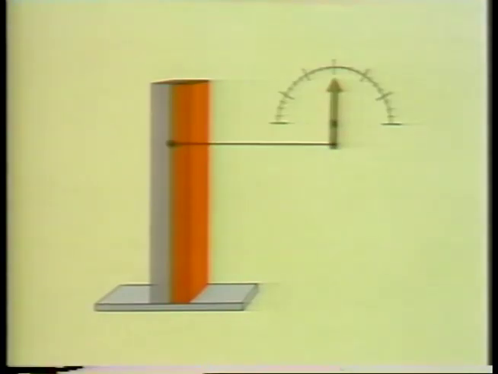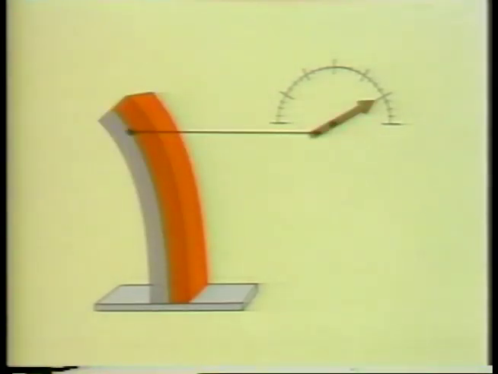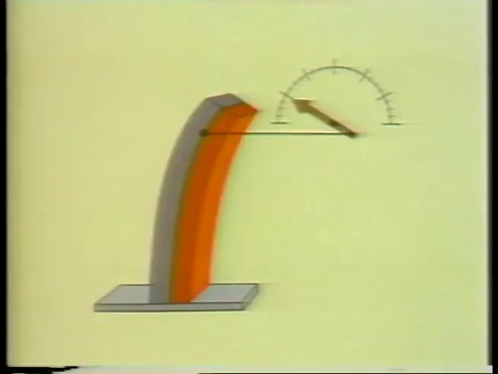The strip moves a dial, which is calibrated to indicate the actual temperature being measured. The temperature displayed depends on the amount of expansion or contraction of the bimetallic strip.